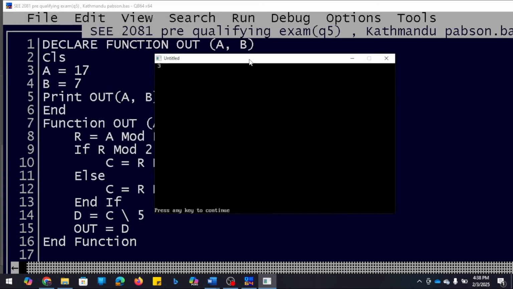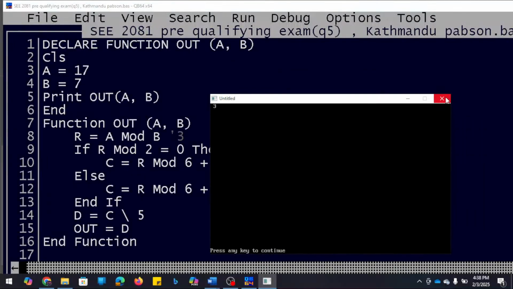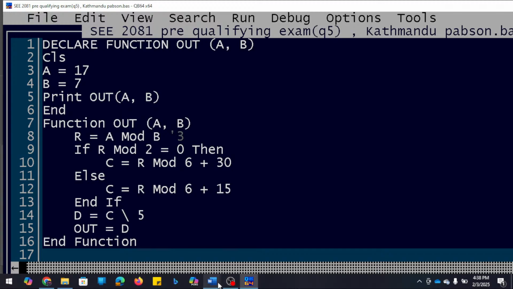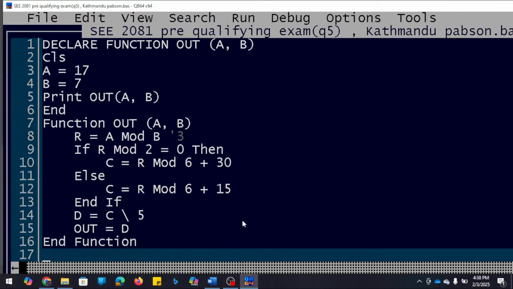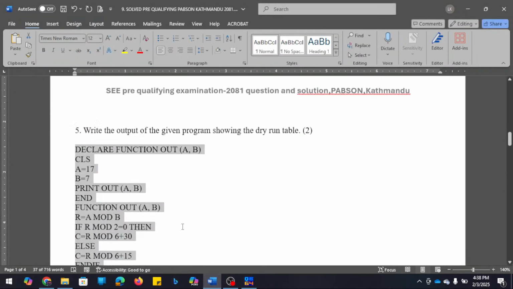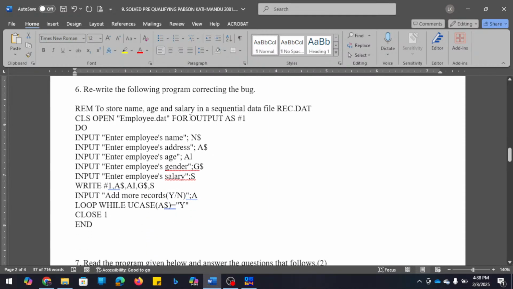So look here, it is showing the same output, 3. Okay, now let's go for the next question. Next question is there. Read the following program and correct it in the box. Let's analyze this.